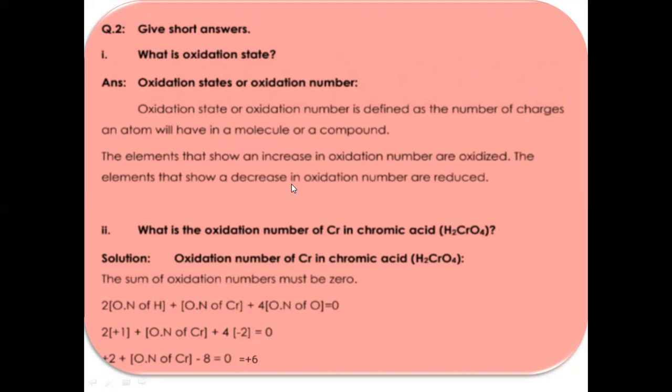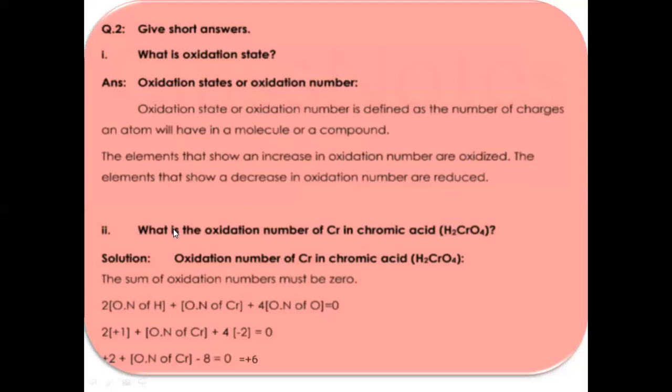If the oxidation state of an element increases, the process is called oxidation, and we say the element is oxidized. And the element that shows a decrease in oxidation number or oxidation state is called reduced.